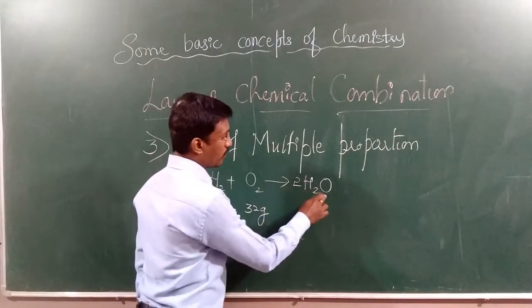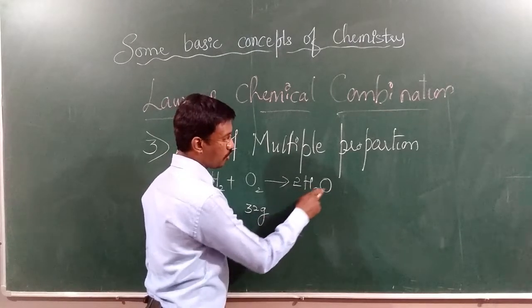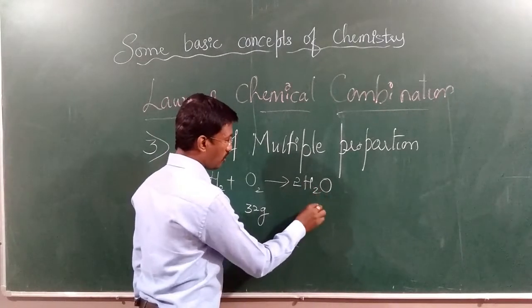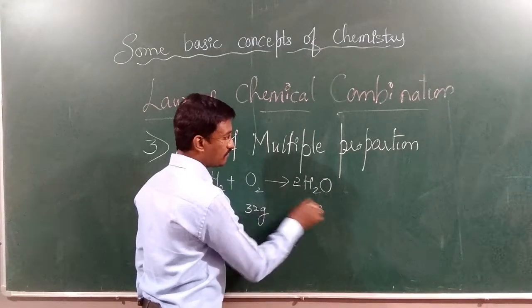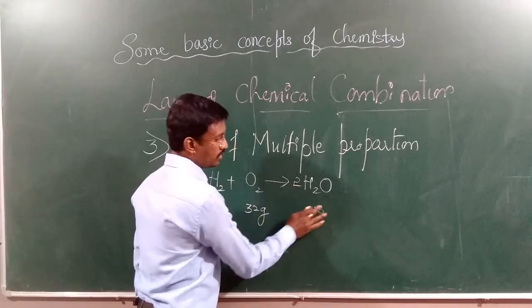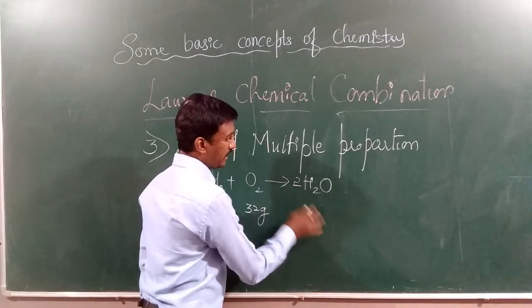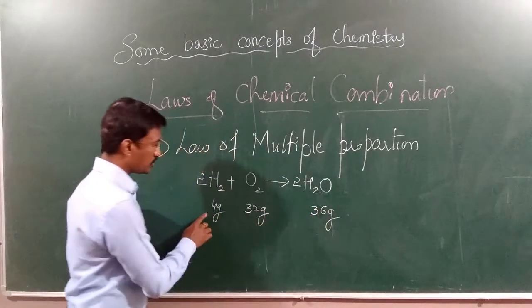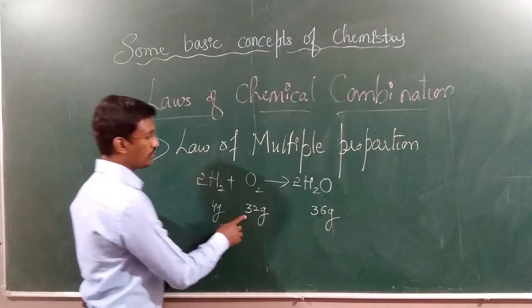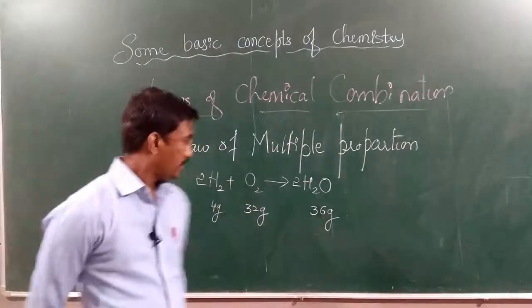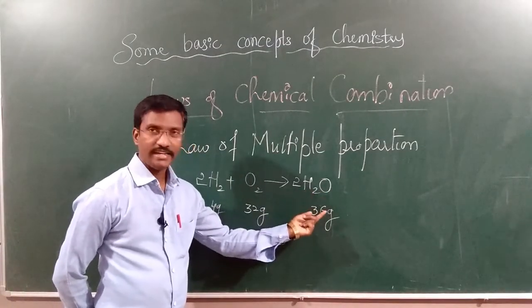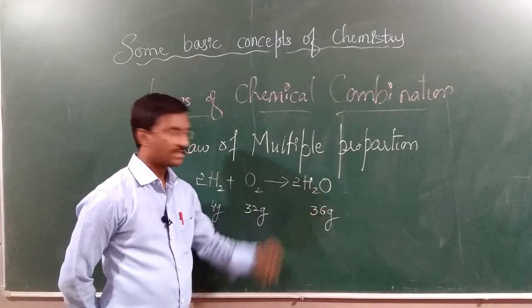Similarly, in water, hydrogen is 2 and oxygen is 1, so it is H2O. Each water has 18 gram. The total number of waters is 2, so 18 twos are 36 gram. It is a combination of 4 gram plus 32 gram, 4 plus 32 is 36 gram. So 1 mole of water contains 18 gram, and here 2 moles of water contain 36 gram.